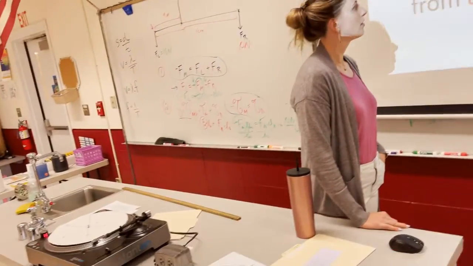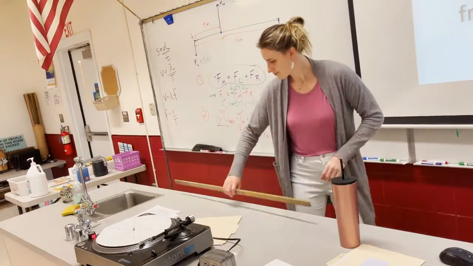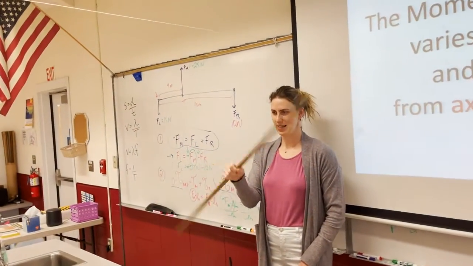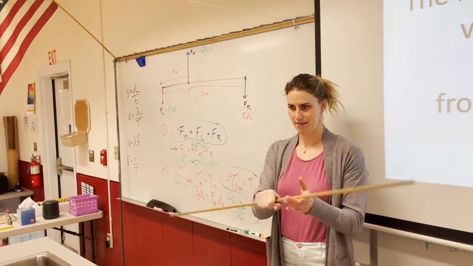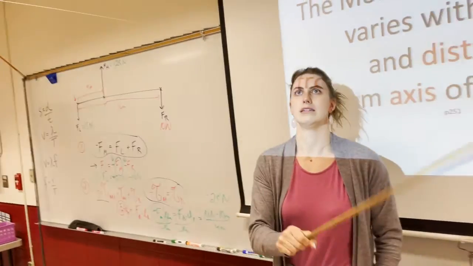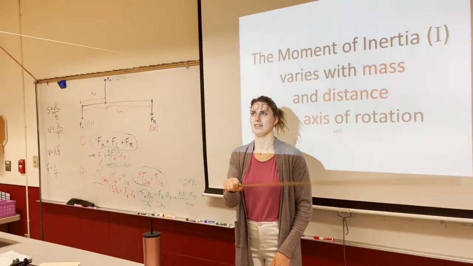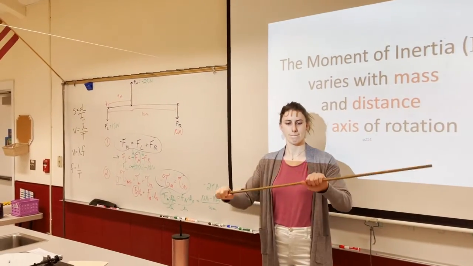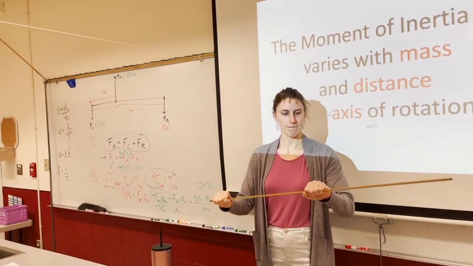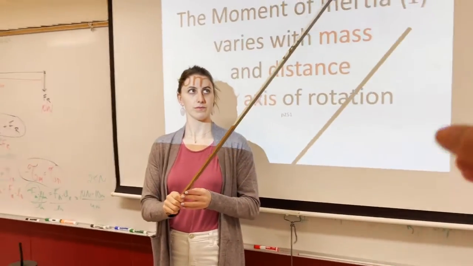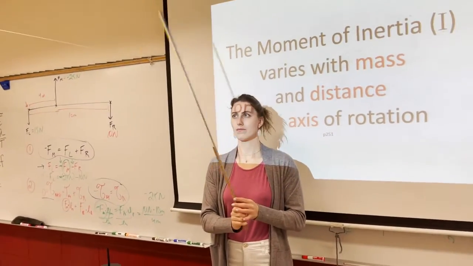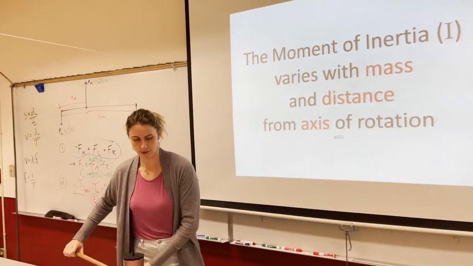It's like the meter stick. If you hold the meter stick in the middle and twist it, it's relatively easy. If you hold it out on the end, ow, tough. It's harder because it has a larger moment of inertia. You have a lot of mass a far distance from the center of rotation. Yes, this one has a greater moment of inertia.